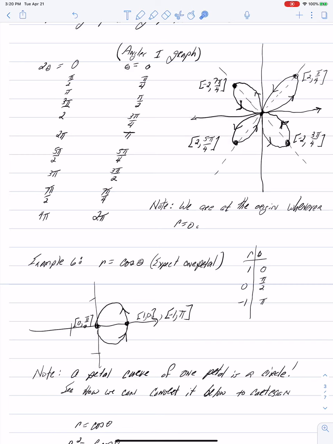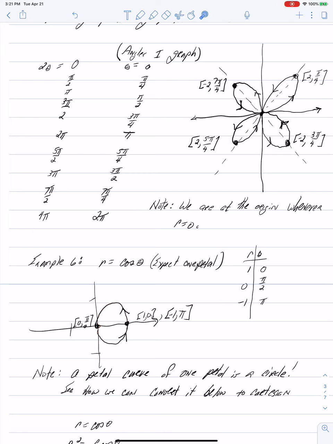If I plot those points, I go from 1, 0 to 0, pi halves. Now, minus 1, pi, well, pi puts it over here. But if it's minus 1, it's a reflection. That's how I end up back here. So that's the piece I trace out. Close enough for government work, I claim it's a circle.